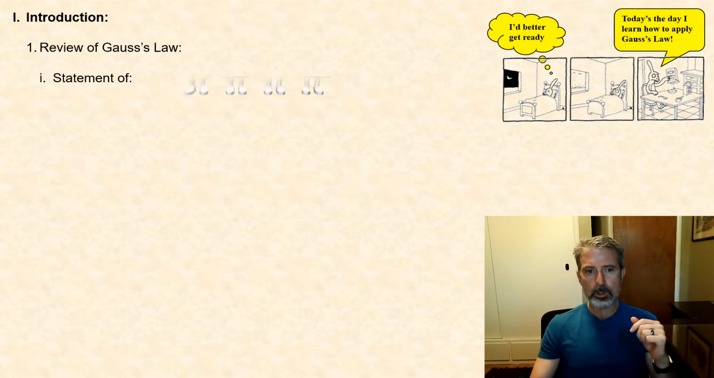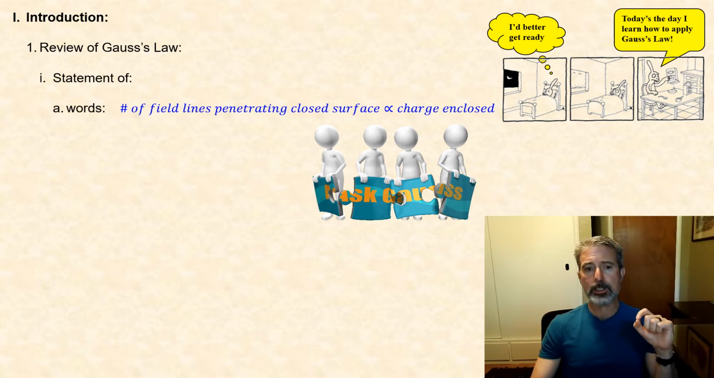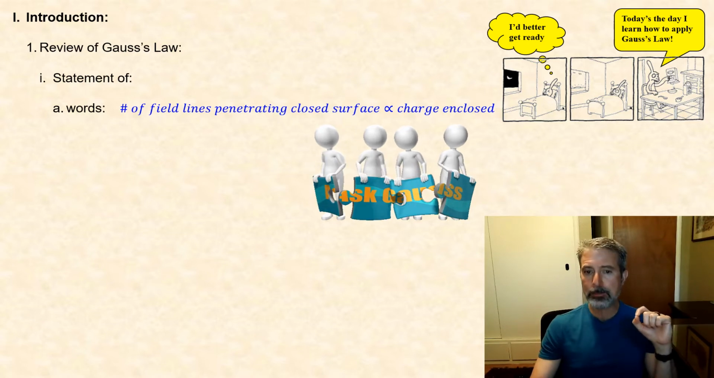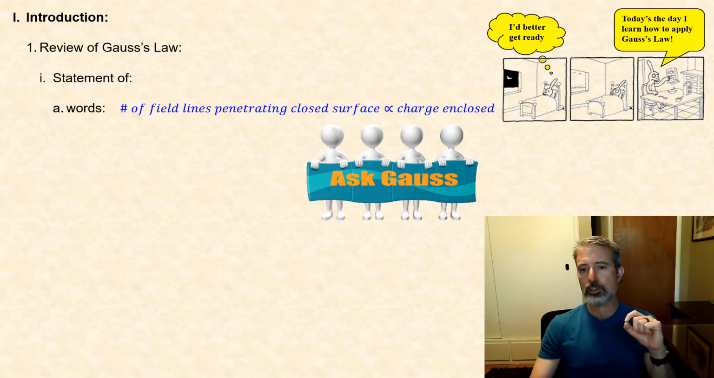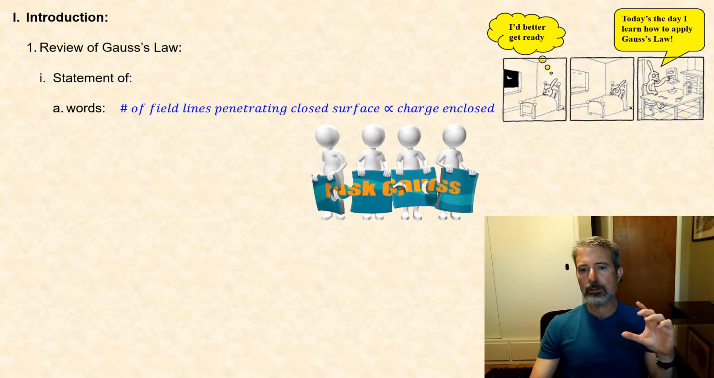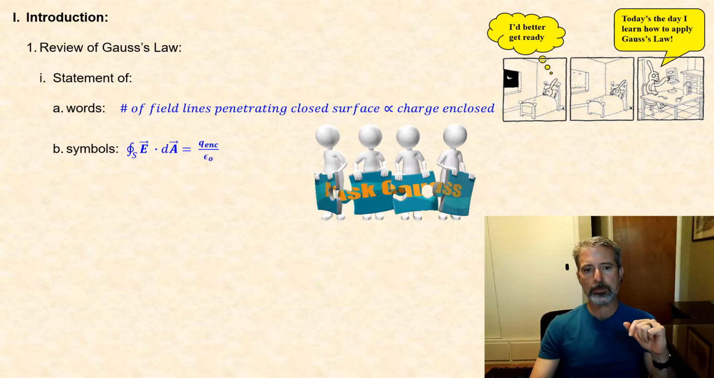So in words, Gauss's law tells us that the number of field lines, and we're talking about electric field here, so the number of electric field lines penetrating a closed surface is proportional to the charge enclosed by that surface. The number of electric field lines penetrating the closed surface, that's what we call the electric flux through the surface.